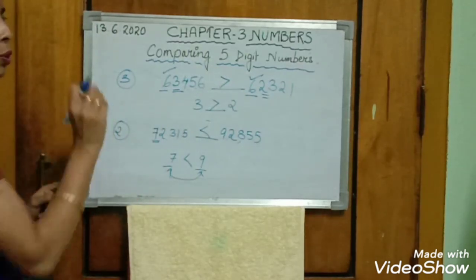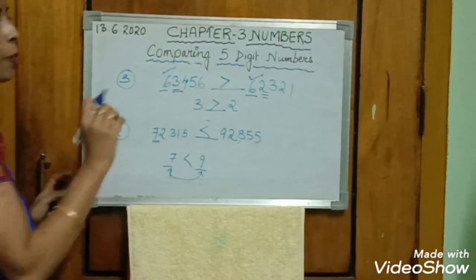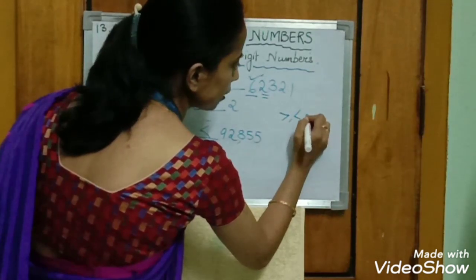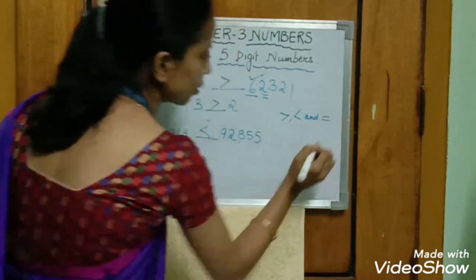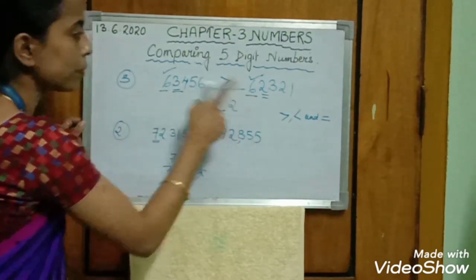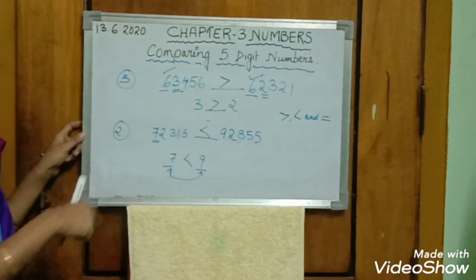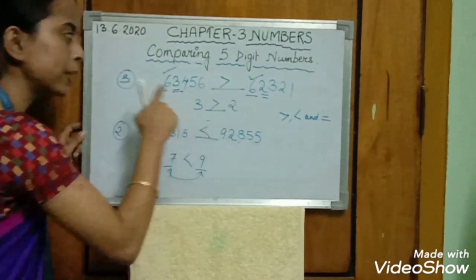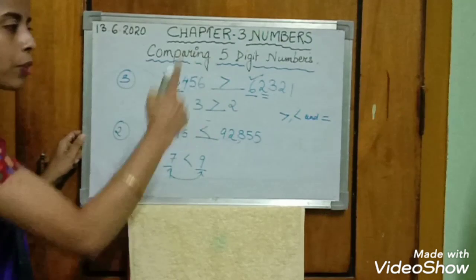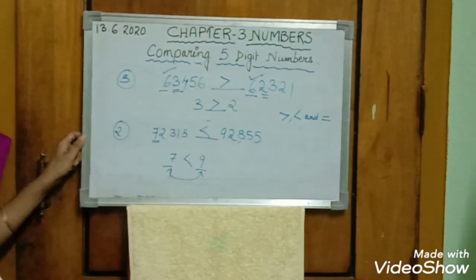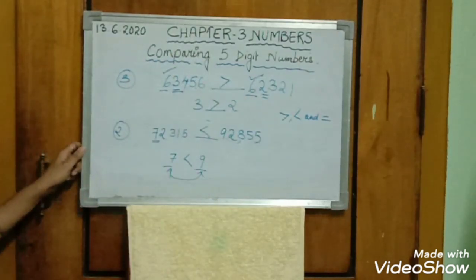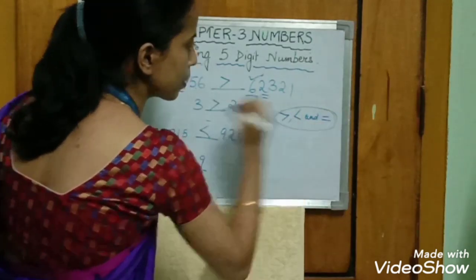And what are the symbols we use to compare the numbers? We use the greater than symbol, smaller than symbol, and equal to symbol. Right? Just remember certain steps. If the 10,000 place is the same, then you proceed to the next place, that is the 1000 place. If on both sides the 1000 places are the same, then you start comparing the 100 place. Right? Like this, you can do the comparison. Clear? So, these are the symbols we use to compare the numbers.